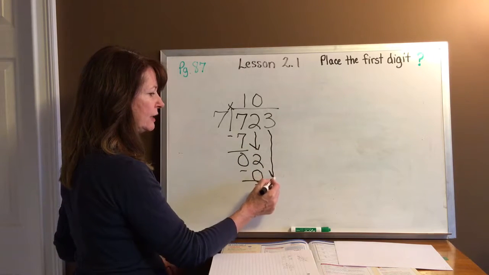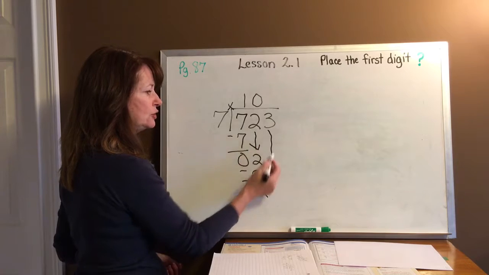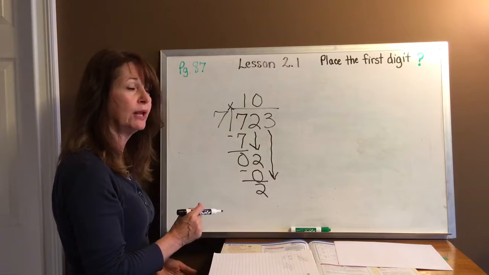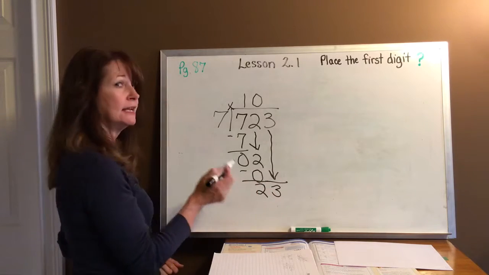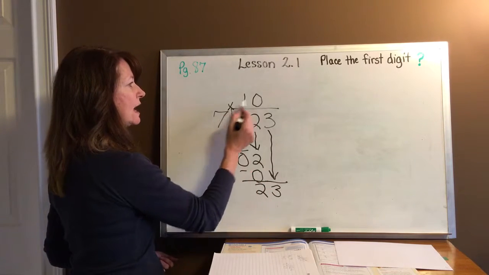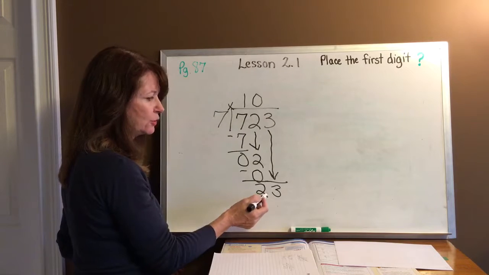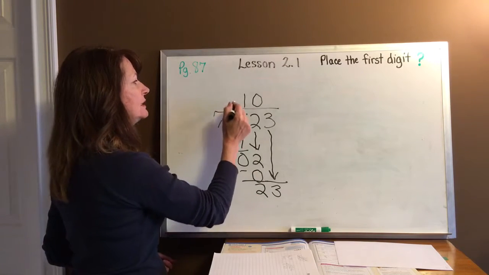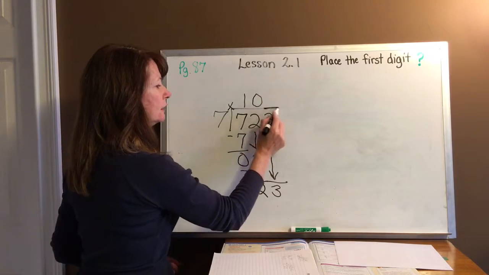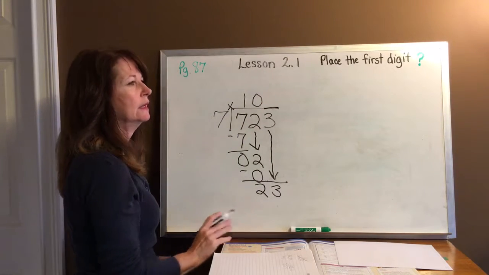All right, well that looks very familiar, but now we can bring on down the next one. So with my arrow, make sure you use your arrows. That reminds you of making sure that you've taken care of all your places. So bring on down that 3. Now we've got a different problem. 7 times what is 23? Or close to 23 without going over.